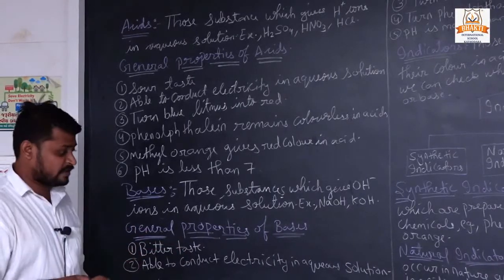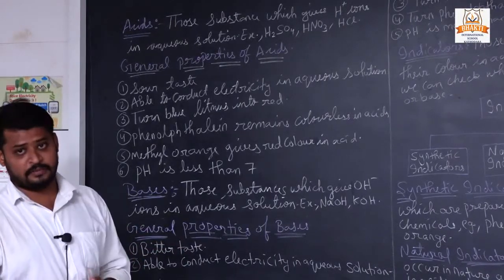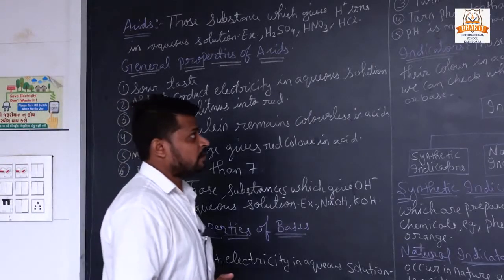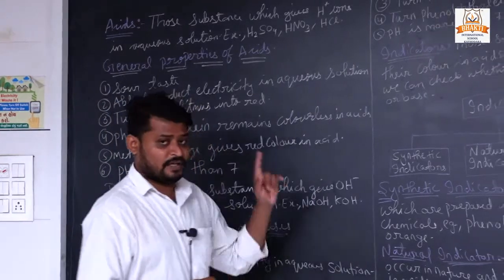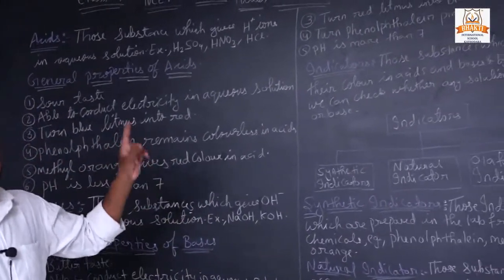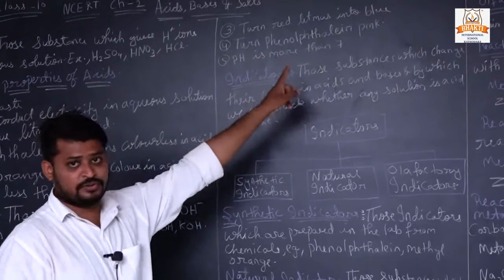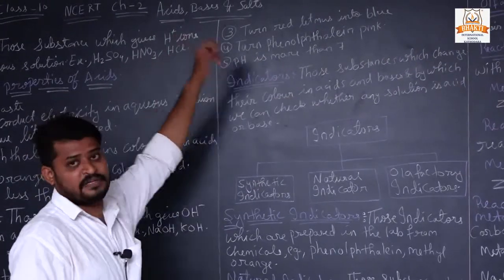Bases are able to conduct electricity in aqueous solution. Base also has the ability to conduct electricity. Third, bases turn red litmus into blue. In acid, blue changes into red, but in base, red litmus paper changes into blue, and then it is a basic solution.